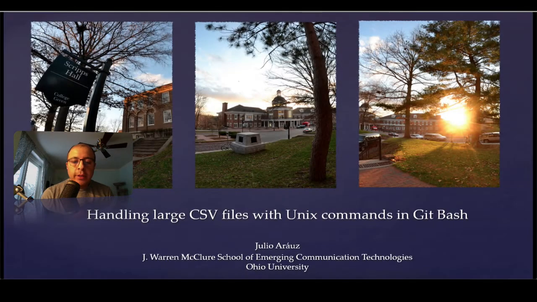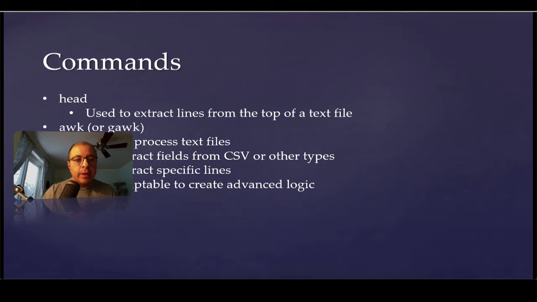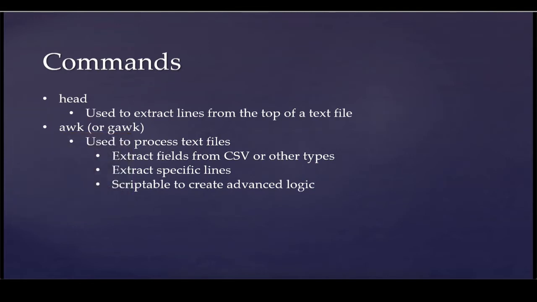We're going to be looking at two commands that we can use to handle very large CSV files. One is simple, and we've talked about it in the past and you have used it, which is the head command, which is used to extract lines from the top, the header if you want, of a text file. The other is AWK, or there's also another open source version called GAWK.